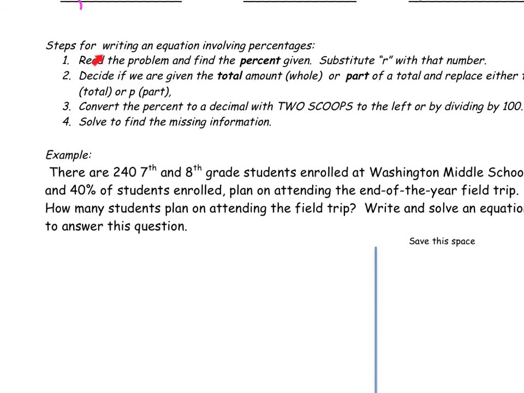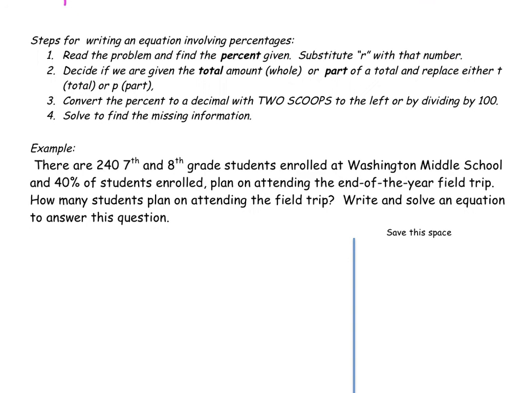So here are the steps for writing an equation involving percentages. We're going to read the problem and find the percent given. We're going to look for that first. We're going to substitute R, the letter R, with that number. Next, we're going to decide if we're given the total amount, also known as the whole amount, or part of a total, and replace the T if it's the total, or the P if it's the part. Next, we're going to convert the percent to a decimal with 2 scoops to the left, or by dividing by 100. Finally, we're going to solve and find the missing information.